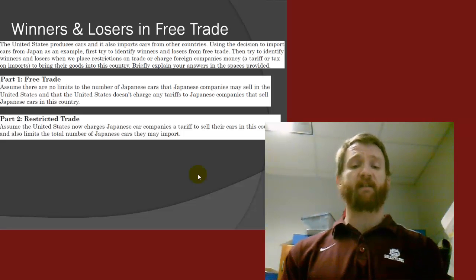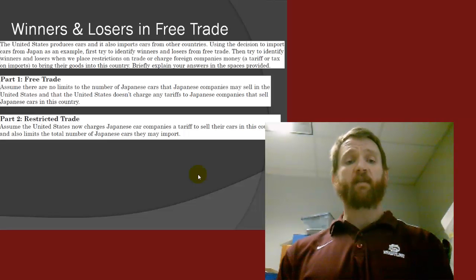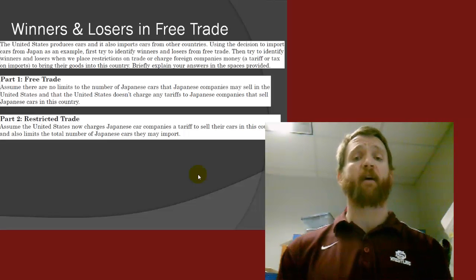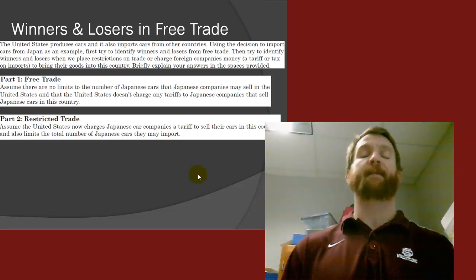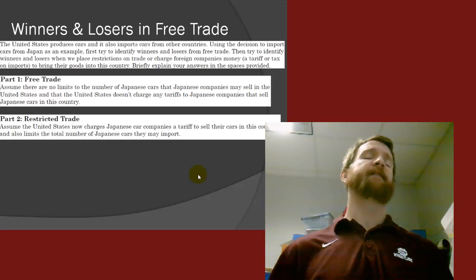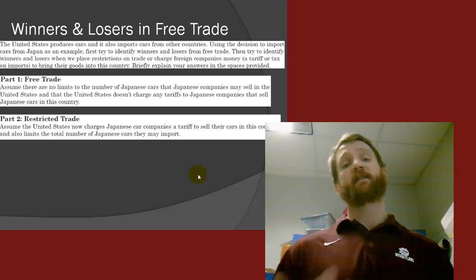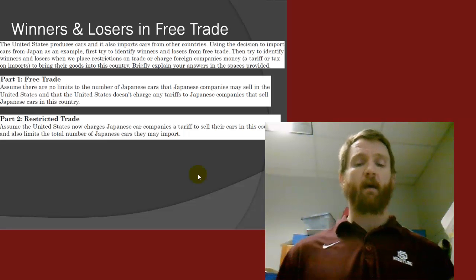Now, let's assume for a second that we are restricting trade. Okay? So now the U.S. is putting a tariff on Japanese cars and also limiting the number of Japanese cars that are sold in the United States. What that does is it artificially inflates the price. So now Japanese cars, theoretically, are more expensive than American cars.